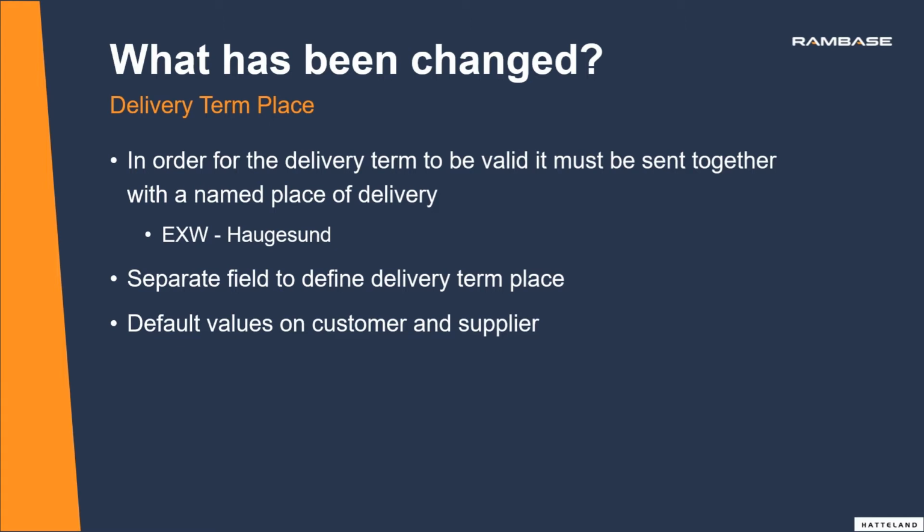The new field is a free text field, so you could be as specific as you want to be. This new field will be available on all documents where a delivery term is mentioned. And in addition, it's possible to set up some default values on customers and suppliers. We also created a default create value setting for customers and new suppliers, where you can write for your company the default delivery term place.